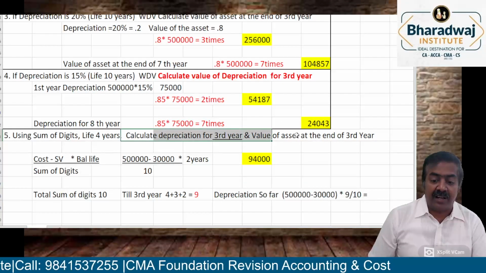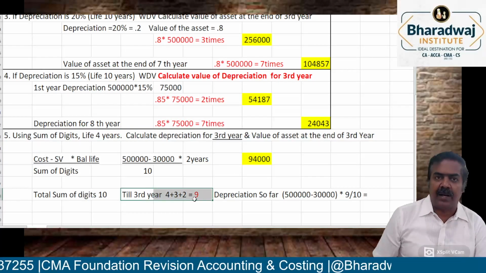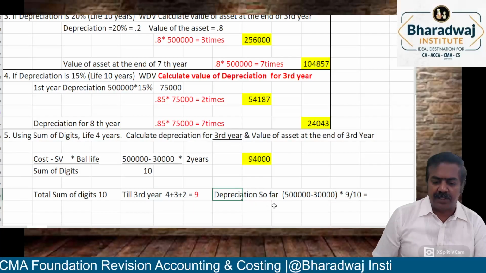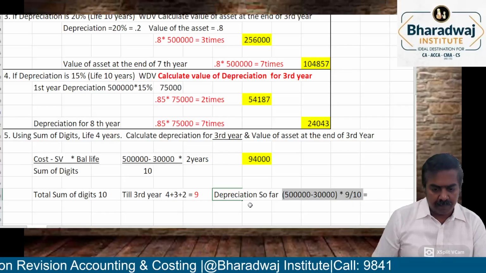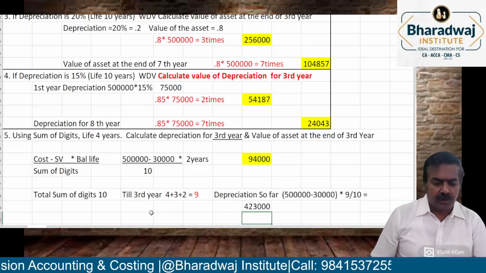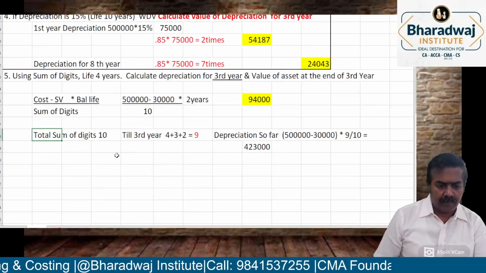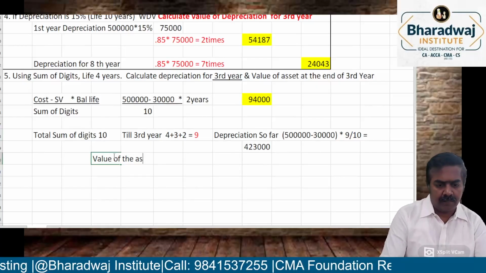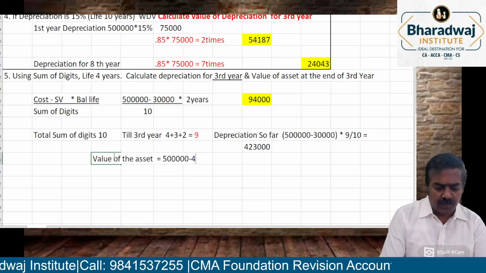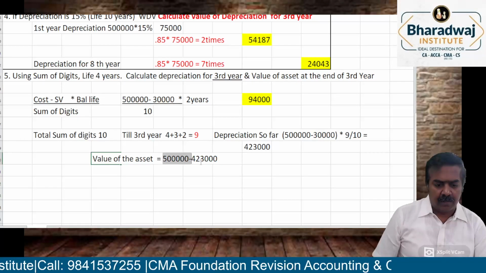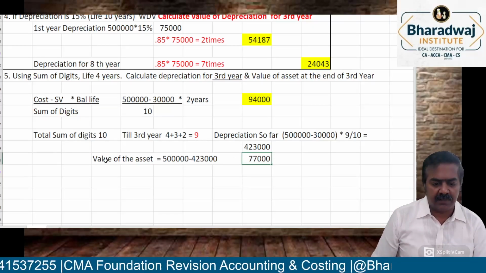They ask you value at the end of the third year. So far, how much depreciation is charged? 4 by 10, 3 by 10, 2 by 10. 9 by 10 is charged. What is the depreciation so far? So the value of the asset is 5 lakhs minus 4 lakh 23,000. How much do you get? 77,000 is the value of the asset.